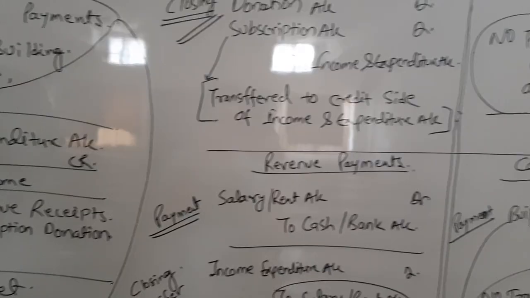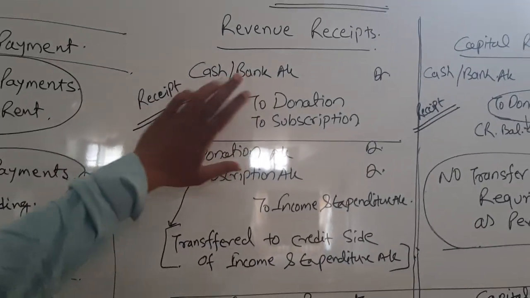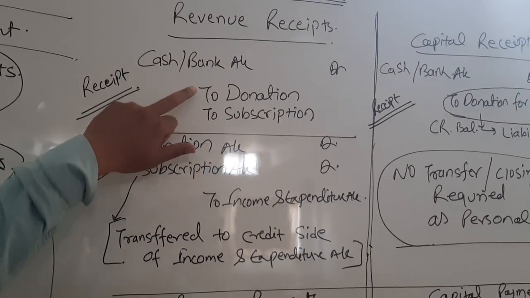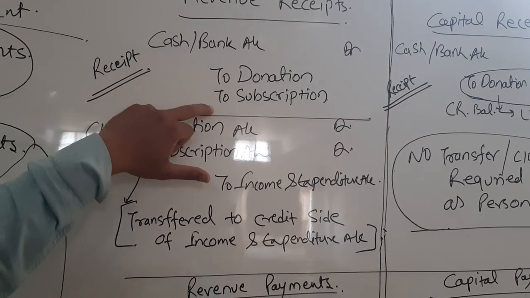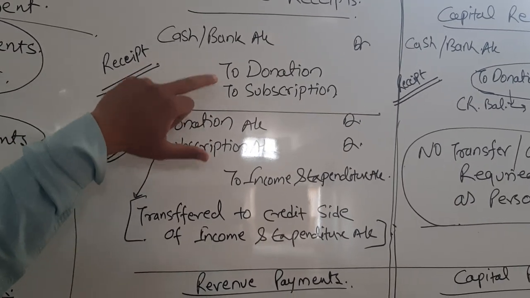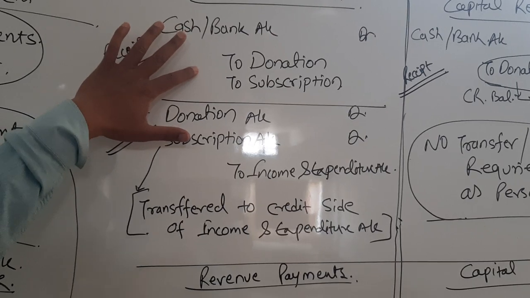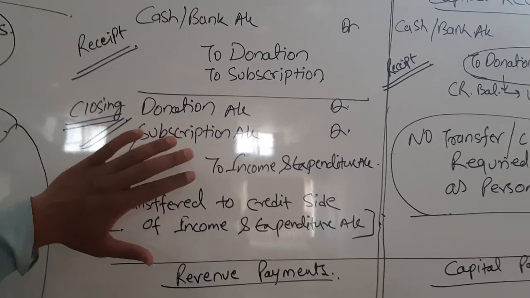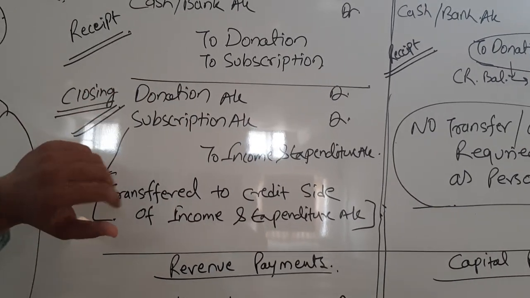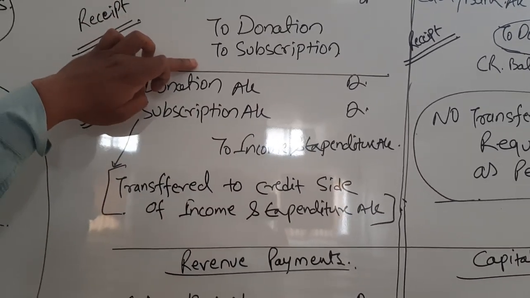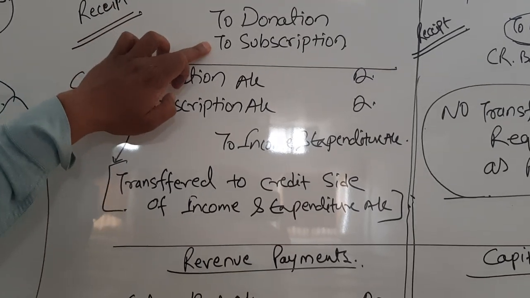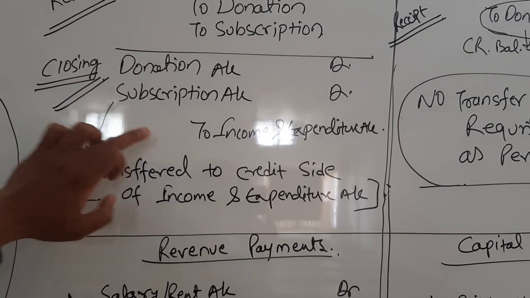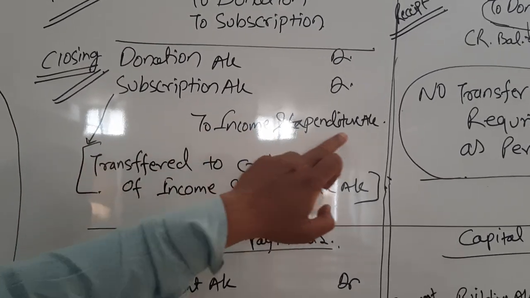Now, once again, for revenue receipts, cash or bank account debit to the name of the account, may be donation, subscription, rent received, interest, and dividend received, whatever. Being nominal account in nature, they will be closed and transferred to income and expenditure by reversing them. The donation or subscription that has been credited at the time of receipt will be debited at the time of closing, and the income and expenditure account will be credited.